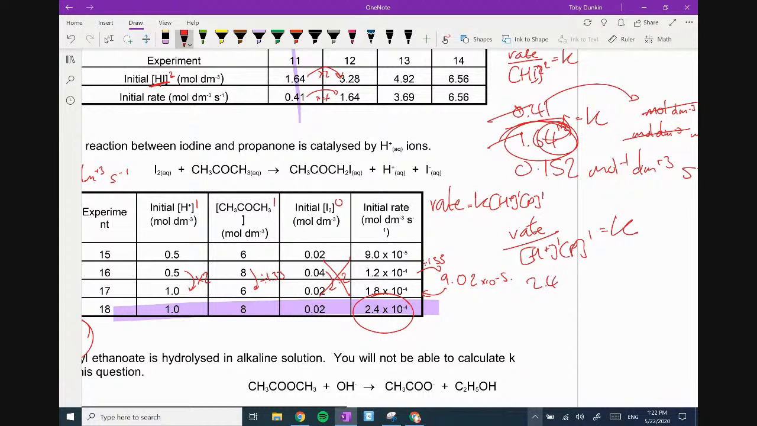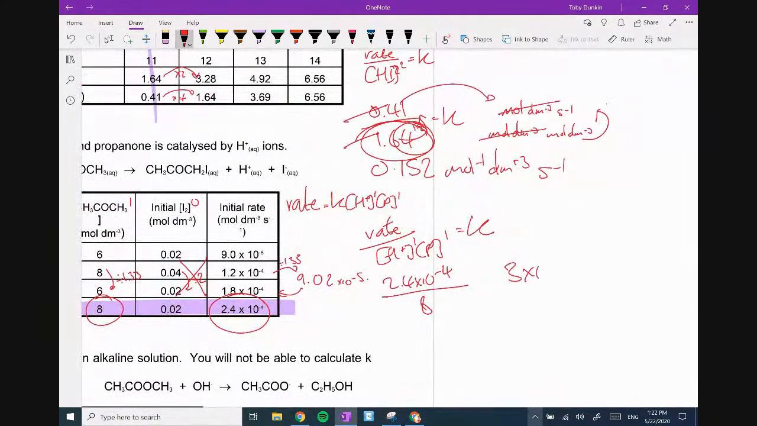Rate 2.4 times 10 to the minus 4, not 14. Oops. All over [H+]. So I can ignore it. 1 times 8 is 8. So it's over 8. 2.4 exponential minus 4 divided by 8 gives me a K value of 3 times 10 to the minus 5. Units: moles per dm cubed, moles per dm. No, there's 2 of them down there. Moles to the minus 1, dm to the plus 3, s to the minus 1.